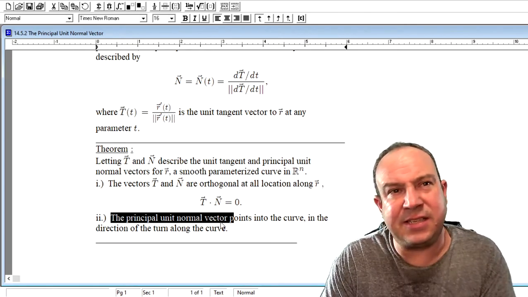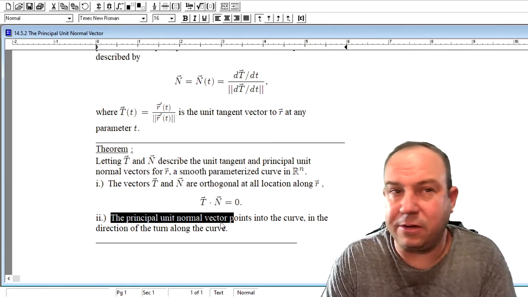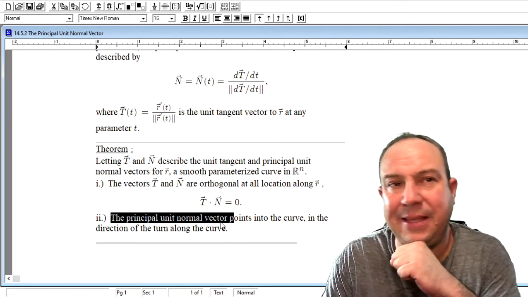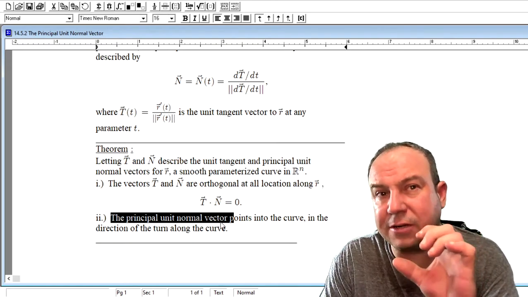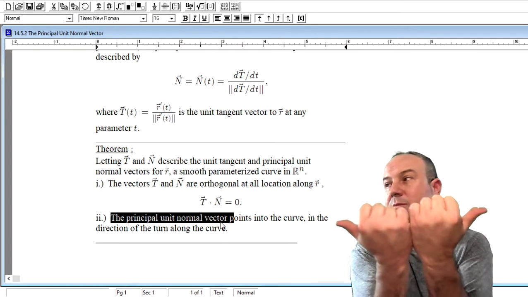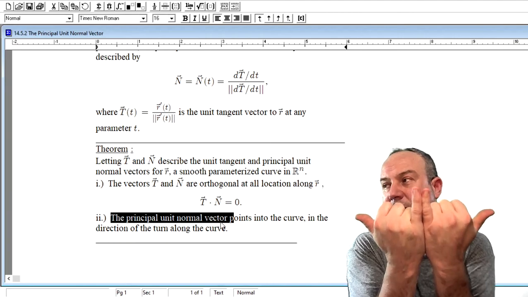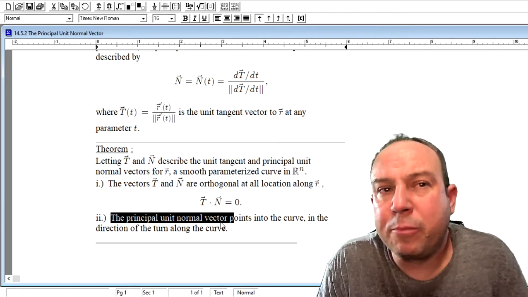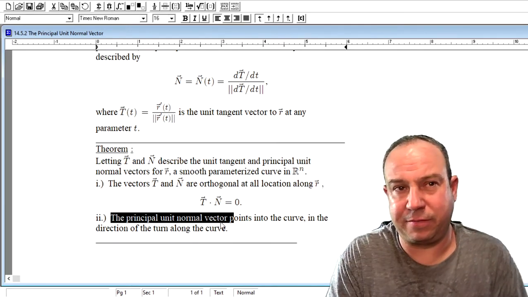And where it does get its name, folks, a lot like the unit tangent vector, it is a unit vector. It's called the unit normal vector, so it is a vector that is 1 unit in length. But then what we mean by principal is that for any tangent vector to the curve, there are actually 2 orthogonal vectors. If this is our tangent vector, there are 2 orthogonal vectors pointing off in opposite directions. The principal one is the one that points into the curve, folks.